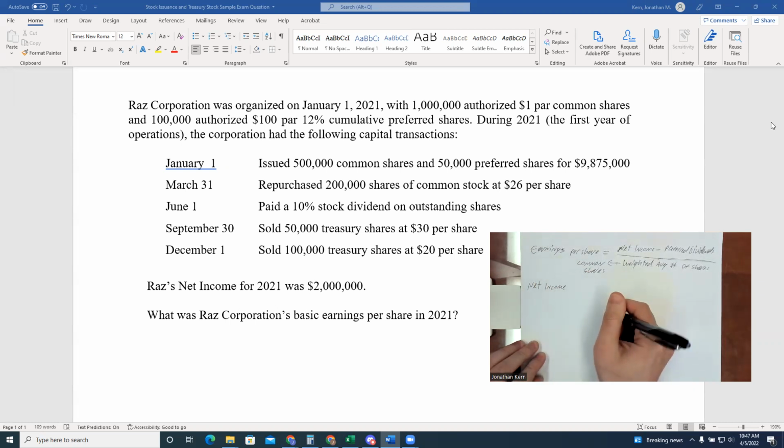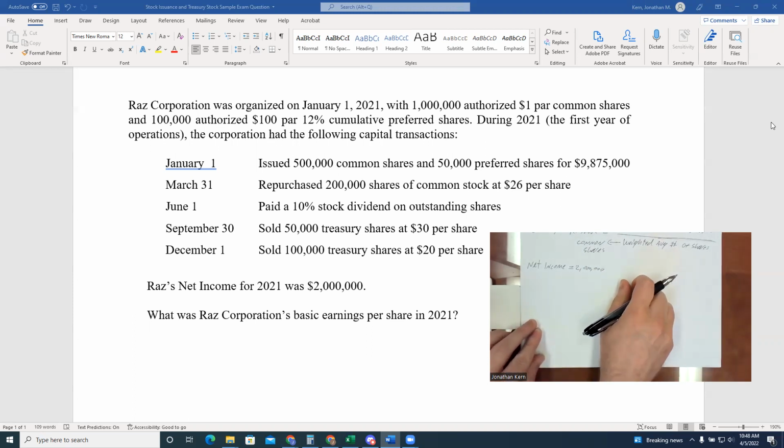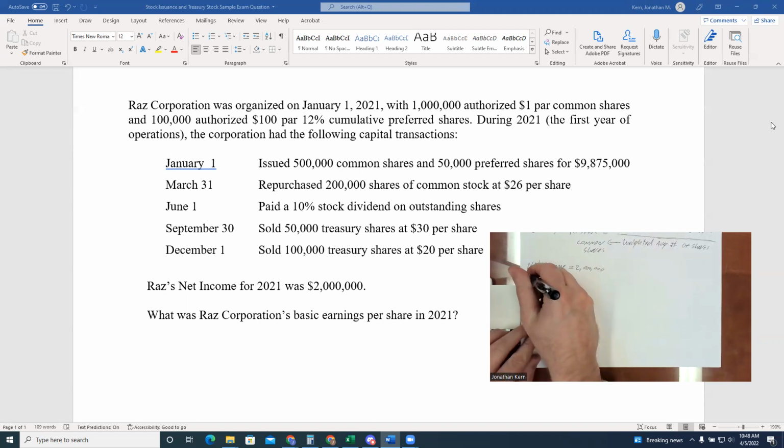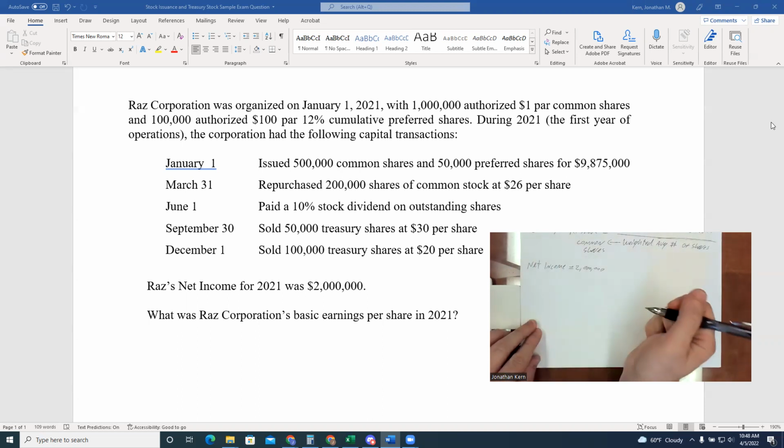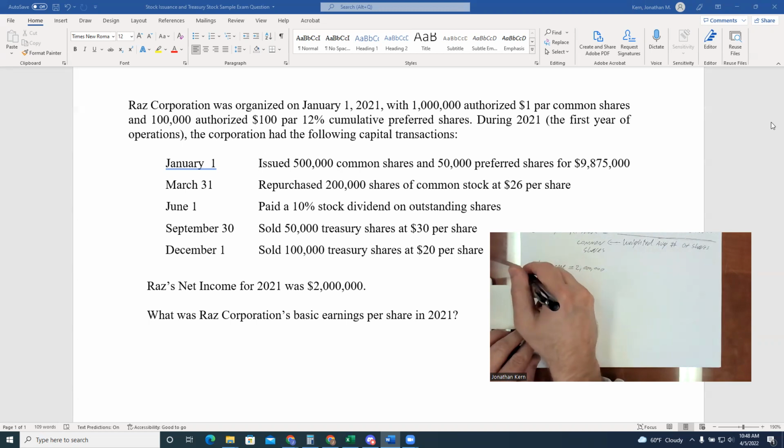So net income is equal to $2 million. It is given in the question. Then we have to figure out what our preferred dividend is.